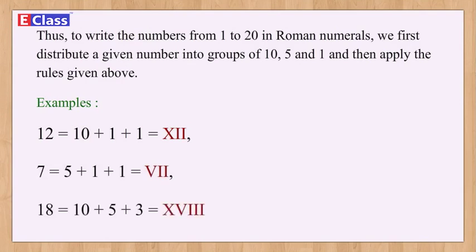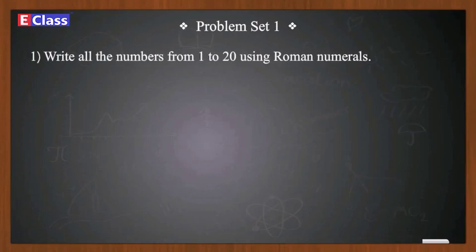18 is equal to 10 plus 5 plus 3, which is equal to XVIII. Now, let's solve the first problem set. So, let's see the first example of it. 1. Write all the numbers from 1 to 20 using Roman numerals.